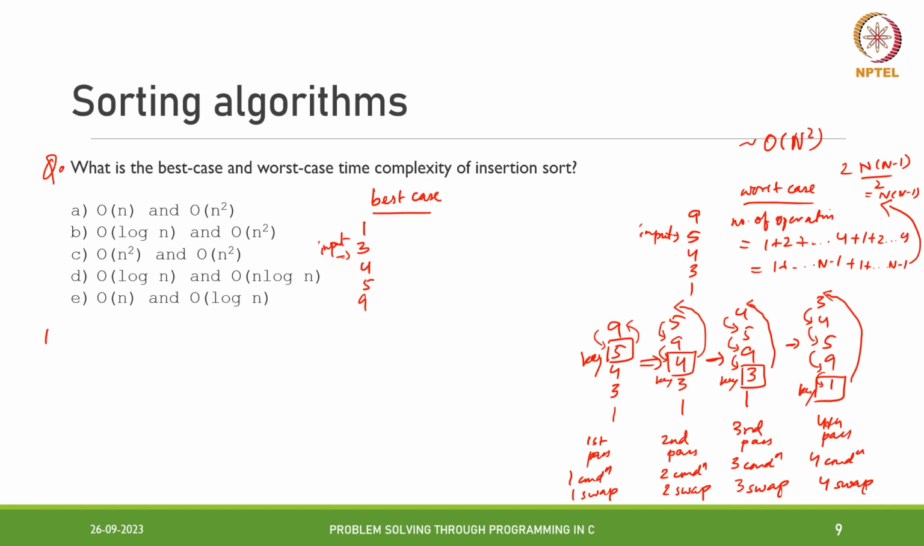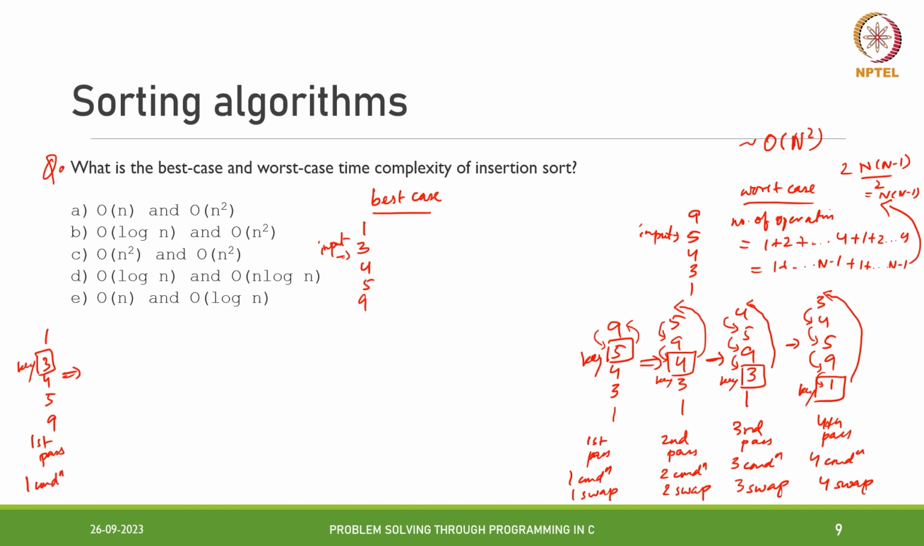So the best case is 1 3 4 5 9. In the first pass we will have 3 as the key. Okay, this is our first pass and we will have 3 as the key. We'll compare it with 1. We find that 3 is greater, so we just stop there. So we did one conditional checking.